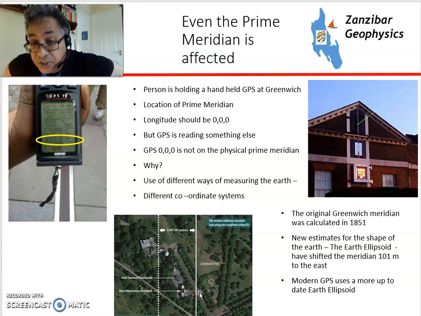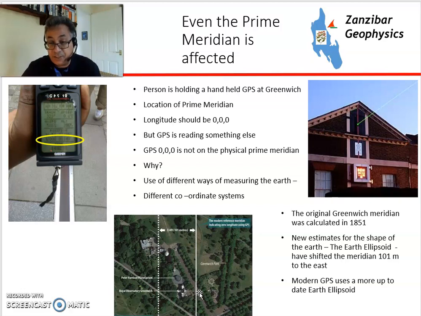The reason is that the current prime meridian is not quite in the right place. It was calculated originally in 1851 using an ellipsoid, I think it was the Airy ellipsoid, but the ellipsoids that are used now are a little bit different. So the prime meridian actually shifts 101 meters to the east, and modern GPS I think uses WGS 84, which is different, which is why you have this particular situation.